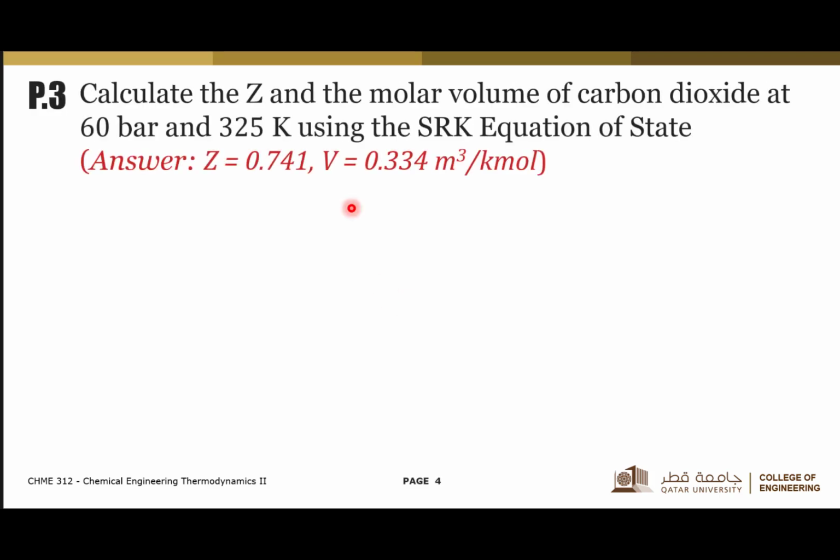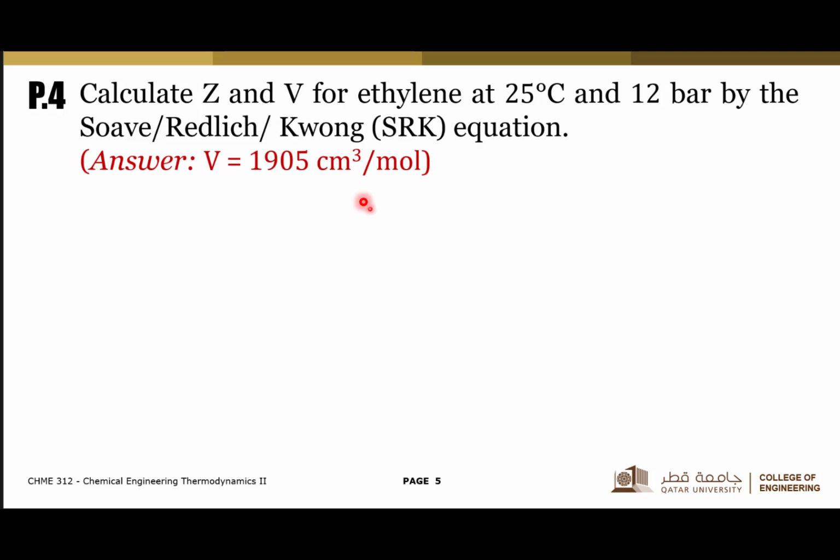Then we have the third problem. You want to use the SRK equation of state. So kind of what we covered today. You go back to the tables, you find the omega value and so on, calculate the Q, calculate the beta, plug it in, find the Z value, and then you can find the volume after that. All right. And then there's another problem with SRK.